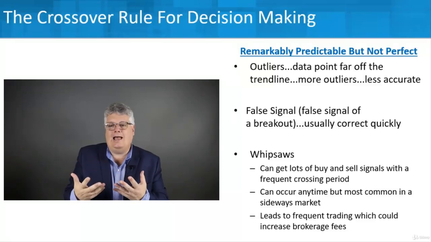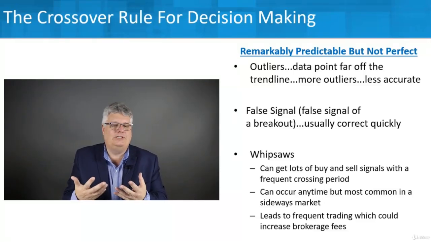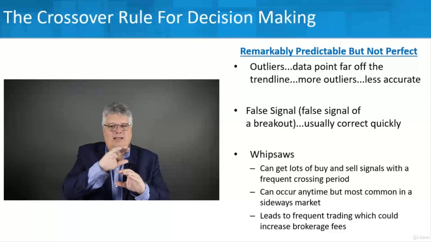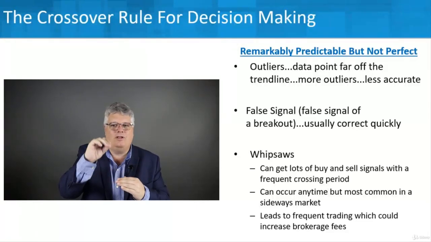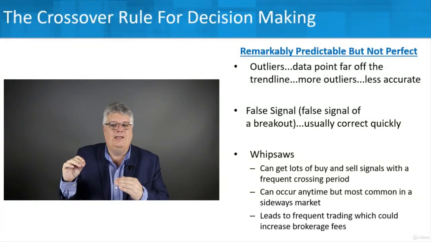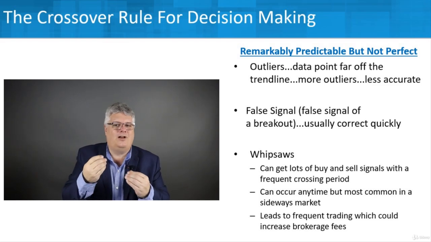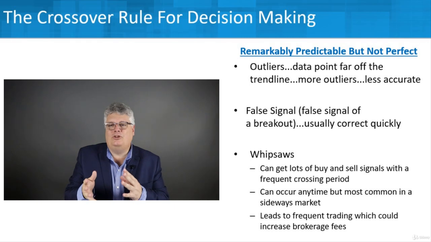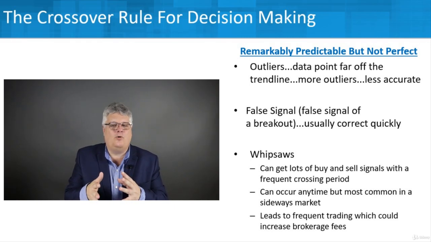It can occur any time, but the most common time you see a whipsaw is in what we call a sideways market. There's no definite uptrend, no definite downtrend. It's trending in a narrow band, going above and below the line frequently, and that's causing this whipsawing effect of buying and selling, which could lead to frequent trading. In the next lesson, we're going to talk about whipsaws a little bit more and how to overcome that, but understand that it can be a part of the crossover rule, which is still an excellent, very good rule for understanding when to buy and sell.